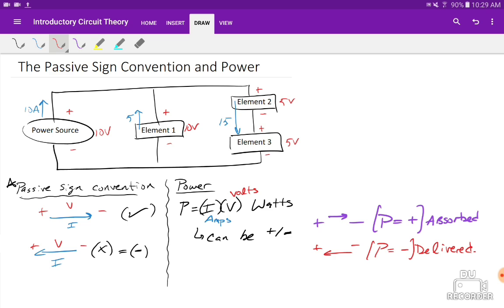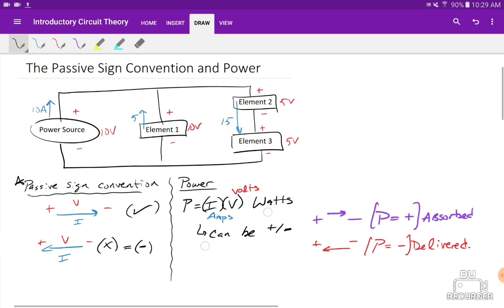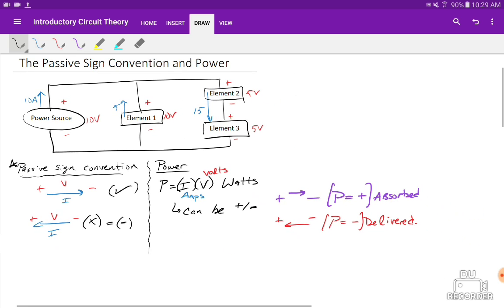So we've got delivered power and absorbed power, and that makes some sense. If I'm giving you power, then I'm delivering, and if you're getting my power, then you're receiving or absorbing it. That's how power flows inside of a circuit. Power is given away by sources, and it's typically absorbed, received, by most elements. Some elements actually give power as well, but that's neither here nor there. I just want you to understand that passive sign convention affects power very fundamentally, and that there's a direction to it, just like there's a direction to current and voltage. Directionality is huge in circuit theory.